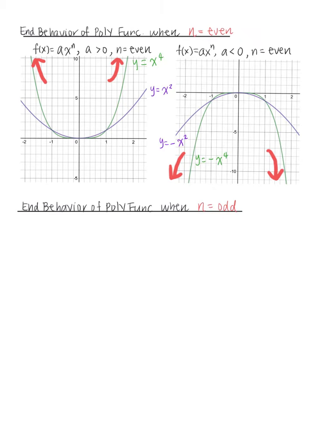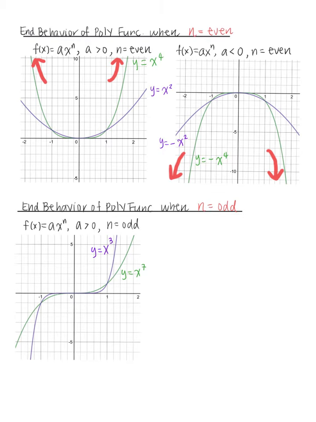Now let's talk about the end behavior of the polynomial function when n is odd. Let's take a look at the power function of the form f of x equals ax to the n, where a is positive and n is odd. Here, for example, I have y equals x cubed and y equals x to the seventh. Now let's define the end behavior of the graph. This tail end is always going to go up, and this tail end is always going to go downward if a is positive and n is odd. It's almost like the disco dancing move with the hands, but whatever.